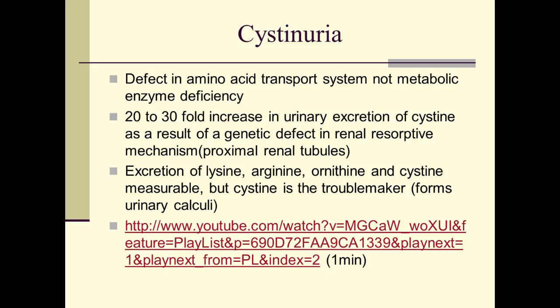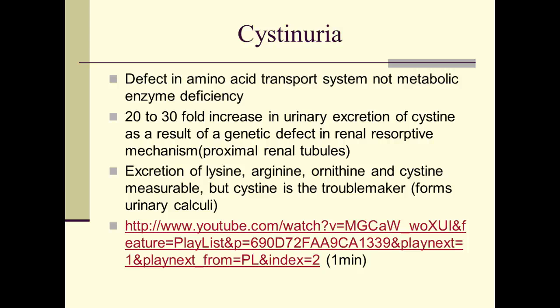The last one here is cystinuria. This is a defect in the amino acid transport system and not a metabolic enzyme deficiency. So this one you're not missing an enzyme, but it's an error in transport. We usually see a 20 to 30-fold increase in the urine cysteine, so we do see cysteine crystals, and we may see defects with the kidneys as well.